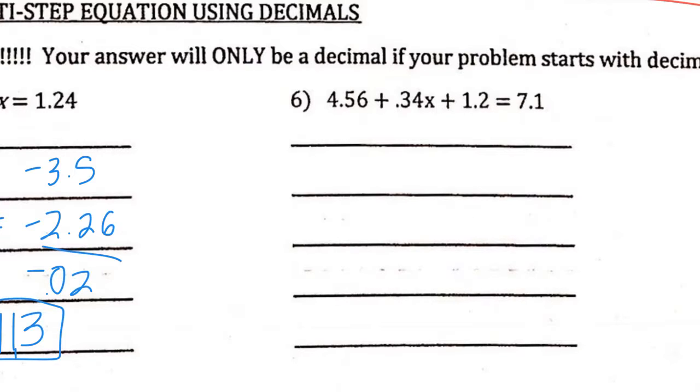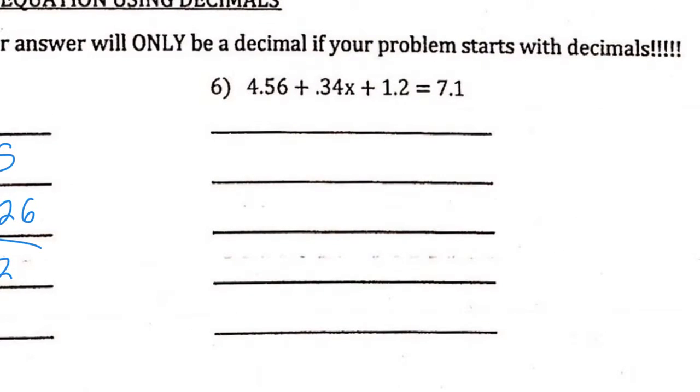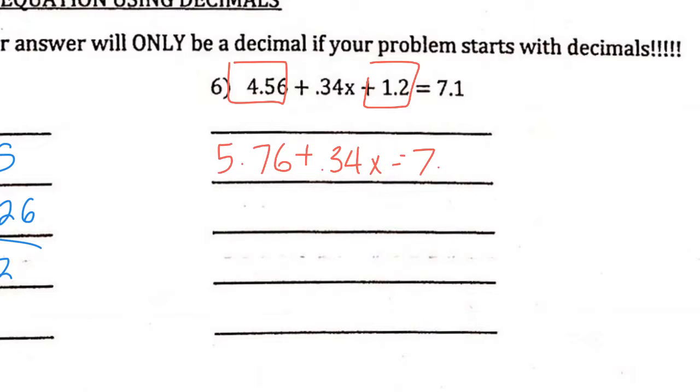Either way is okay. So then if we look over here at number 6, say if you want to pause it and try it by yourself, that would be great. However, if not, continue to watch the video. So the first thing we are going to do is combine like terms, and we will get 5.76 plus 0.34x is equal to 7.1.